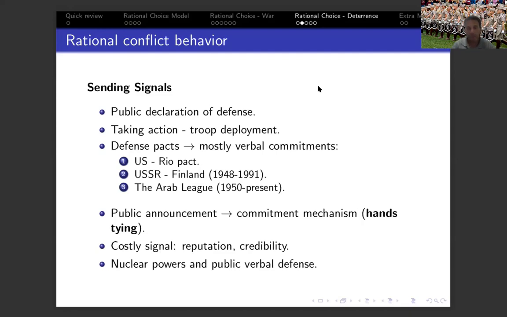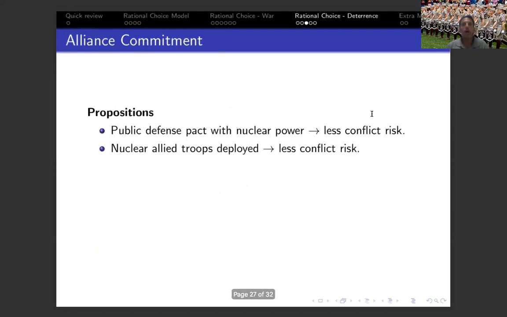Okay, so let's go back to this. There it is. They offer two propositions related to one another. The first is that having a public defense pact with a nuclear power reduces the likelihood of being targeted in a military conflict. So again, keeping on with our example, if South Korea has a public defense pact with the United States, it is less likely to be the target of a military conflict.